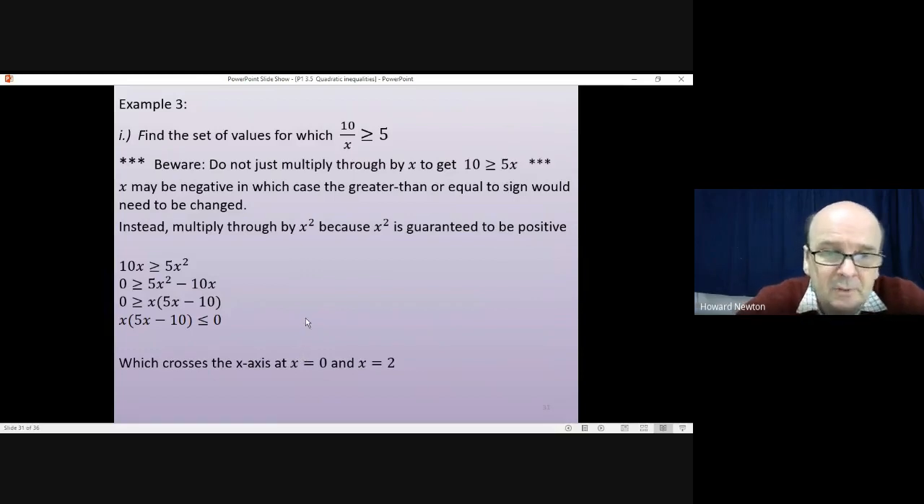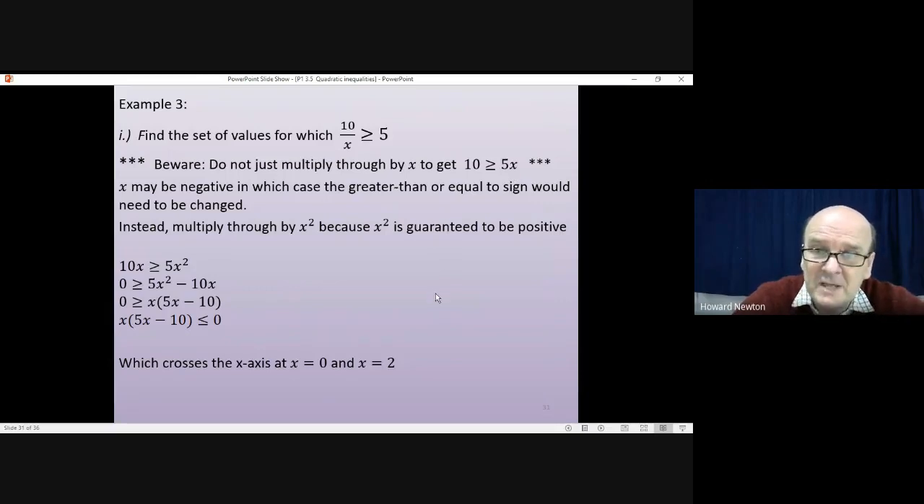Okay, final example, example 3. It asks you to find the set of values for which 10 divided by x is greater than or equal to 5. And I'll go through the start of this with you because it's so tempting to do something which turns out to be very problematic. It's very tempting just to multiply through by x straight away and get 10 is greater than or equal to 5x. Now that would be fine if this was an equation.